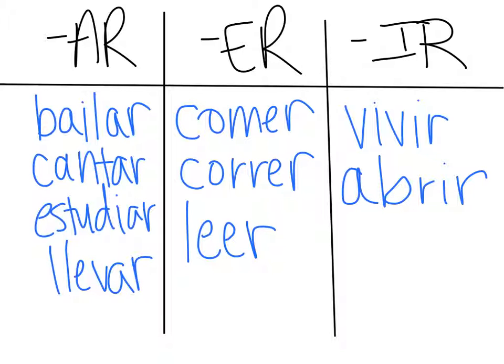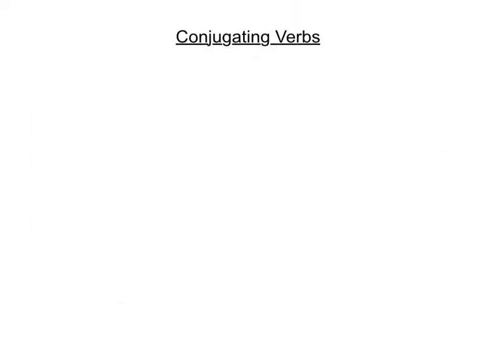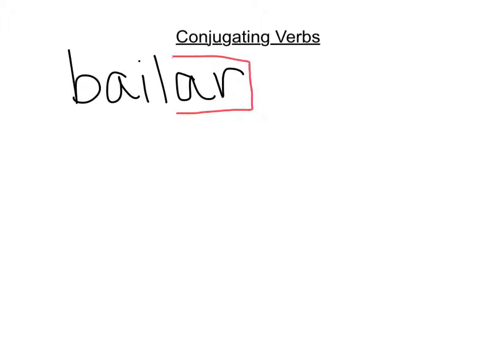Okay, so why do we call these AR, ER, and IR verbs? Because the last two letters end with AR for AR verbs, ER for ER verbs, and IR for IR verbs. So that's how we can identify these and the difference between them. So what do we do with these now? We need to conjugate them. What is conjugating a verb? If we have a verb like bailar, conjugating is changing it so it matches your subject, okay? They're called AR verbs, so we're going to take this AR, we're going to drop it off. This now gives us our stem. So our stem is bail.